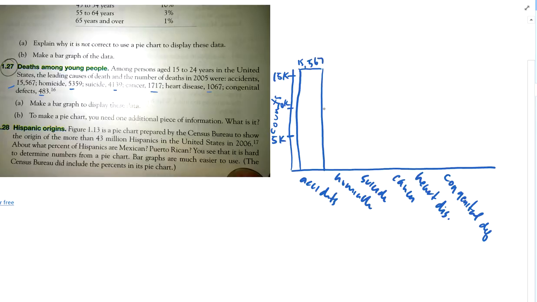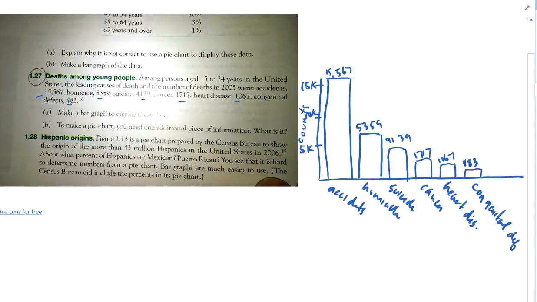Okay, homicide, 5,359. I'm trying to read and write at the same time. 5,359. Suicide, 4,139, so just below there. Cancer, 1,717. Heart disease, 1,067. And congenital defects, 483. Okay, so that's our bar graph for that data.